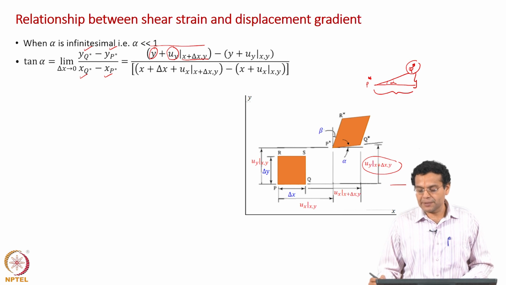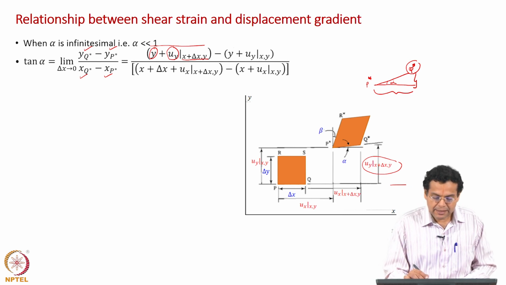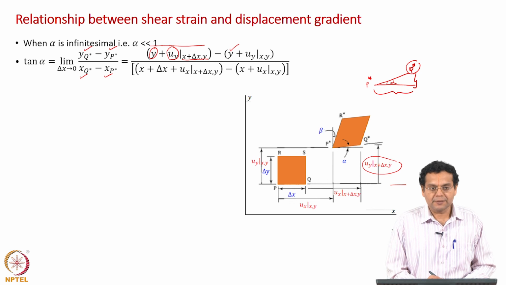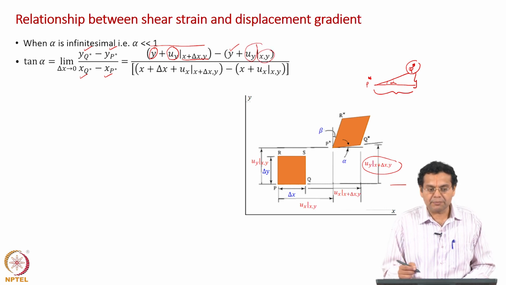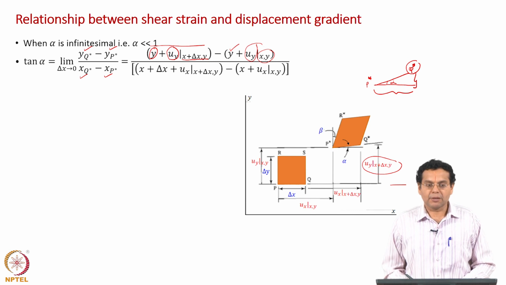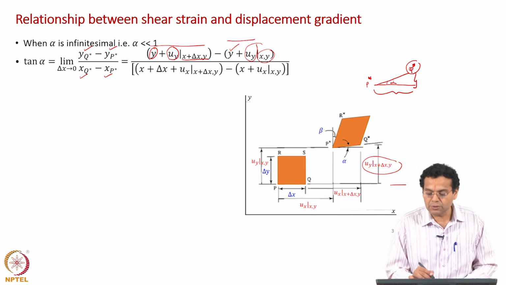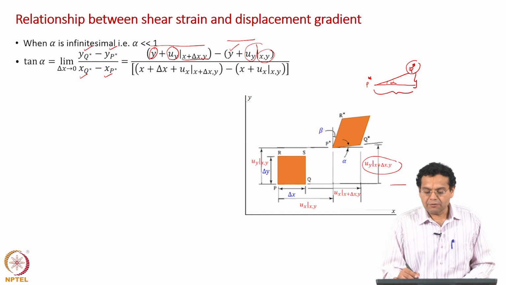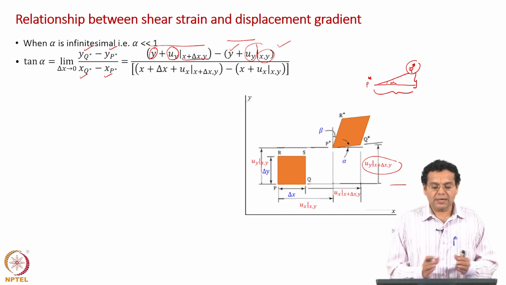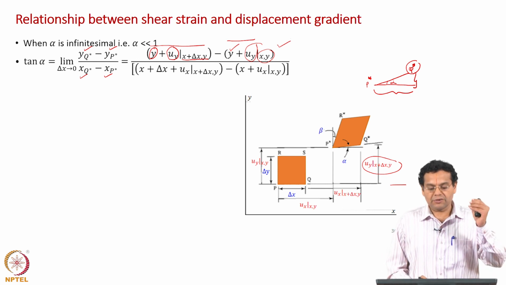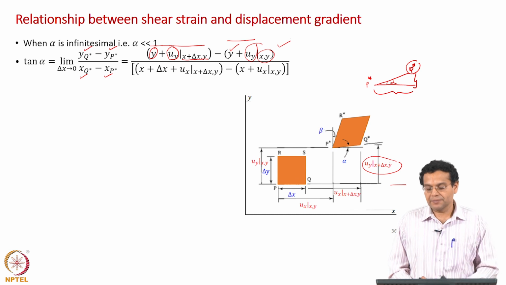Now, let us do it for p star, same as the earlier case: the old y position plus the vertical displacement, but evaluated at x comma y, because p is at x comma y. So, when you add these two, you will get the y coordinate of p star, and the numerator tells the difference in the two y coordinates, y coordinate of q star minus y coordinate of p star.